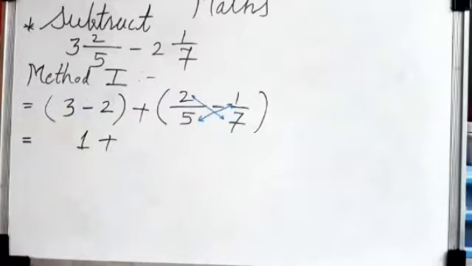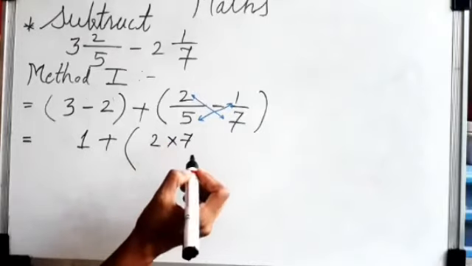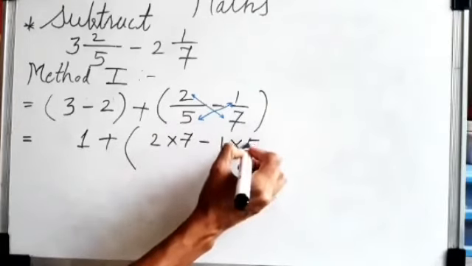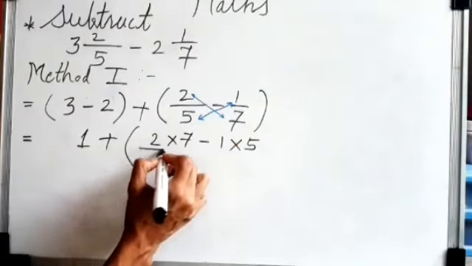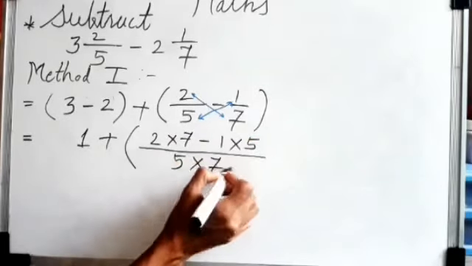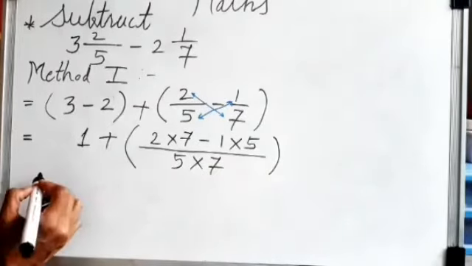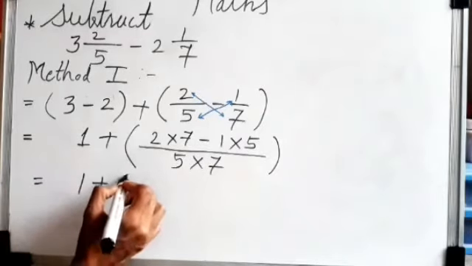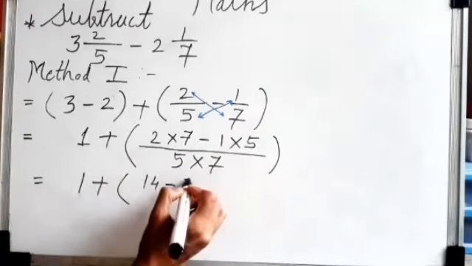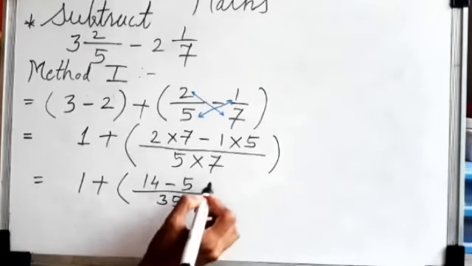So what will come there? In bracket, 2 multiplied by 7 minus this numerator multiplied by this denominator. And I had told you, only once you take the common denominator, that is denominator into denominator, that is 5 multiplied by 7, and the bracket is complete. Then this 1 plus as it is, then 2 7s are 14 minus 1 5s are 5, divided by, upon, 5 7s are 35.